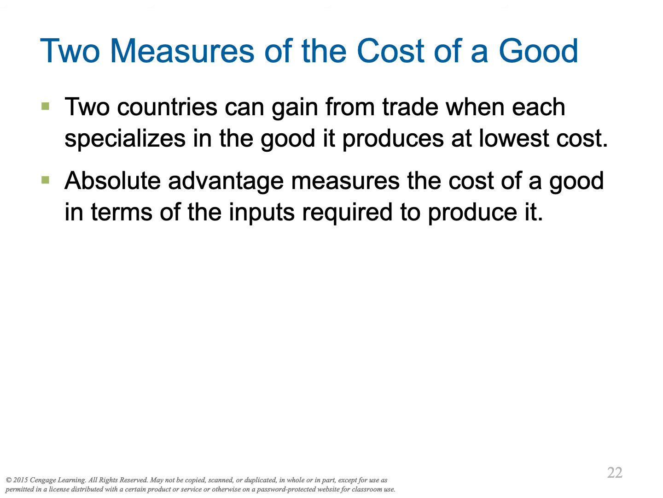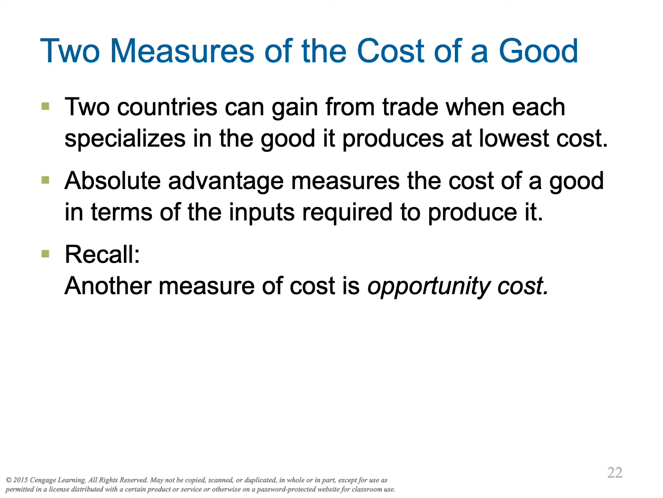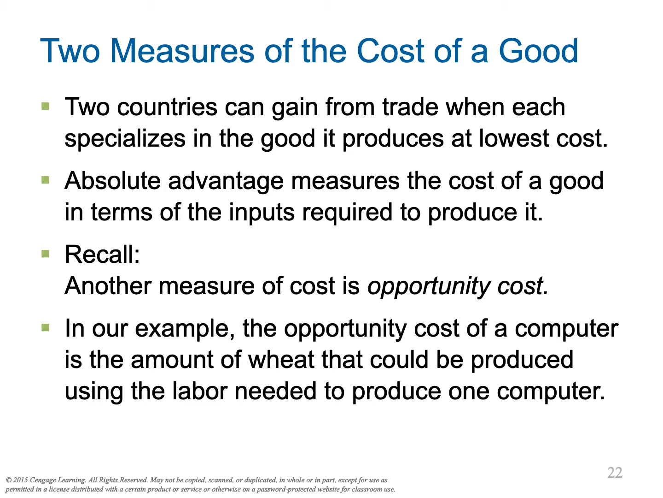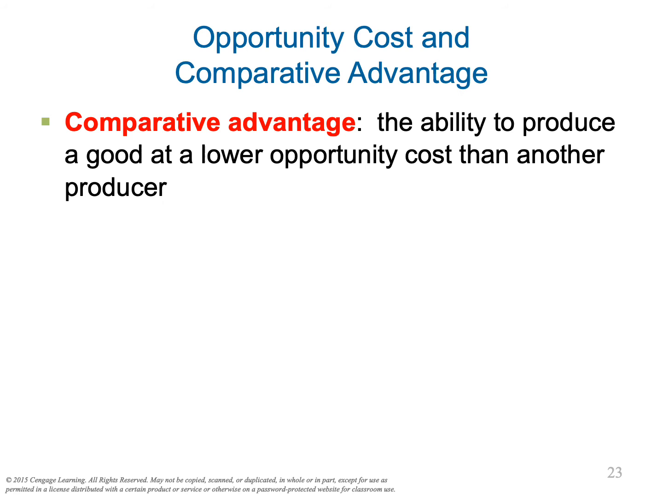So while the absolute advantage measures the cost of a good in terms of the inputs or resources required, what we really need to be thinking about is the cost of production in terms of what it has to give up, in terms of opportunity. What is the opportunity cost? In our example, the opportunity cost of a computer is not the resource hours or the labor hours. It's the amount of wheat that could have been produced using the labor that was instead used to produce a computer. So what we really need to be looking at is comparative advantage, which is the ability to produce a good at a lower opportunity cost, rather than the resource cost, which is what absolute advantage has to do with.